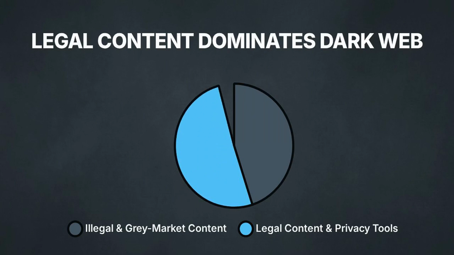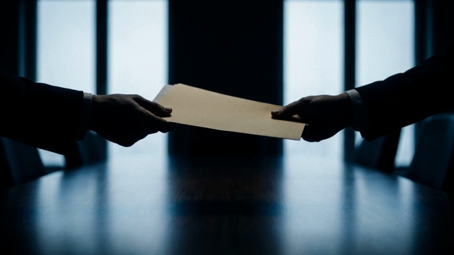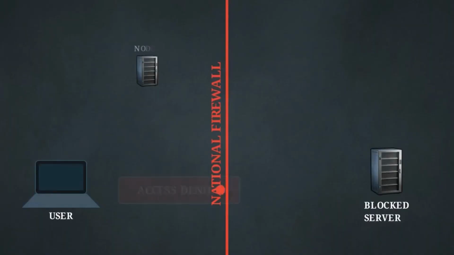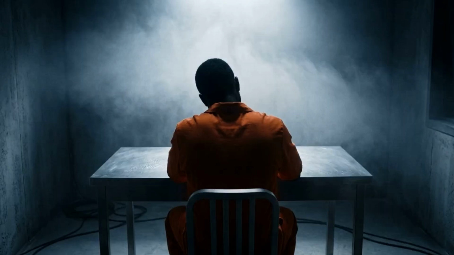Research shows that roughly 55% of active Onion sites actually host legal content. These networks provide essential, secure communication channels for journalists, corporate whistleblowers, and citizens living under authoritarian censorship who need to safely bypass national firewalls. The dark web is ultimately a neutral architectural tool. It provides vital privacy for those who genuinely need it. But for criminals, true and lasting anonymity is an illusion.